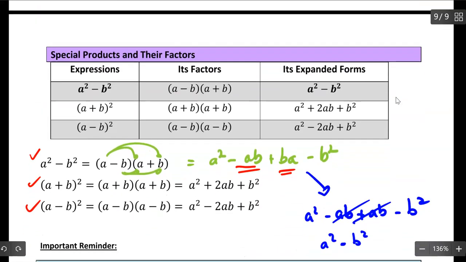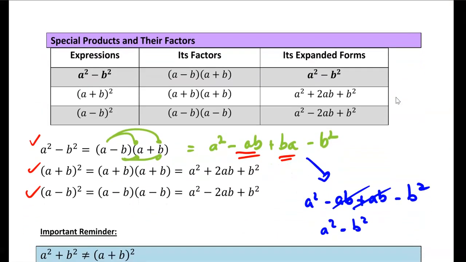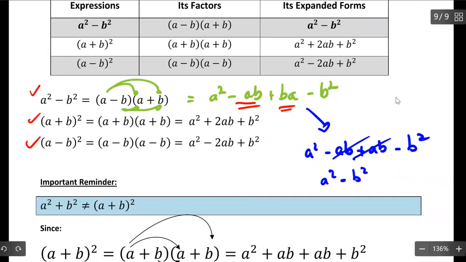And here we are talking about special products and their factors, so that we can avoid the error of thinking that (a minus b) all squared would be similar to a squared minus b squared, because a squared minus b squared is called the difference of squares. Then (a minus b) all squared is the difference of two numbers and all of it squared. Okay, see the brackets here?